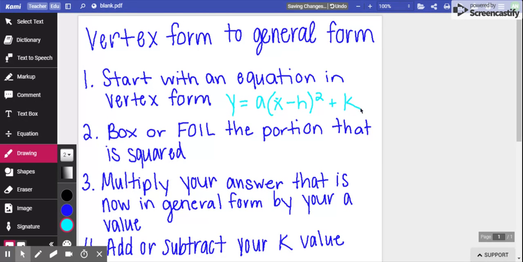The second step is to box or FOIL the portion that is squared. This will give you the multiplied answer from when you take x minus h times x minus h. You can choose either option and they will both get you to the same correct answer.